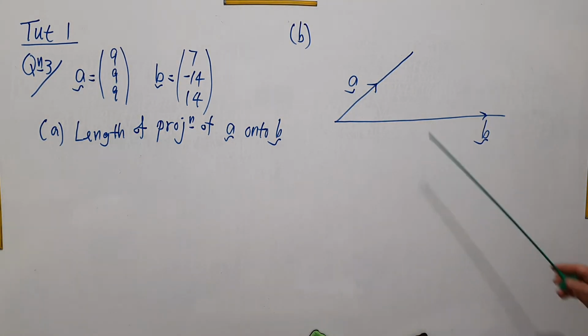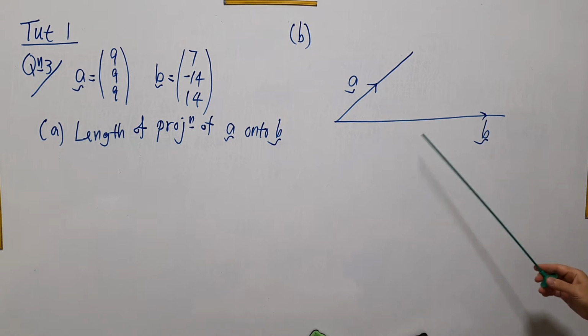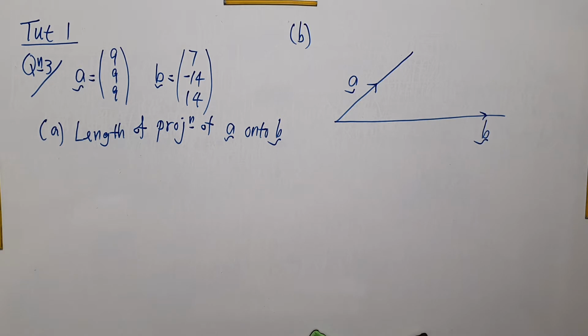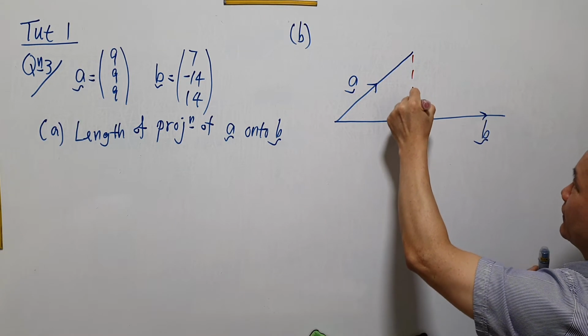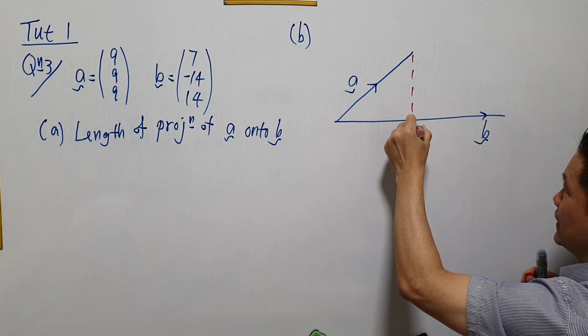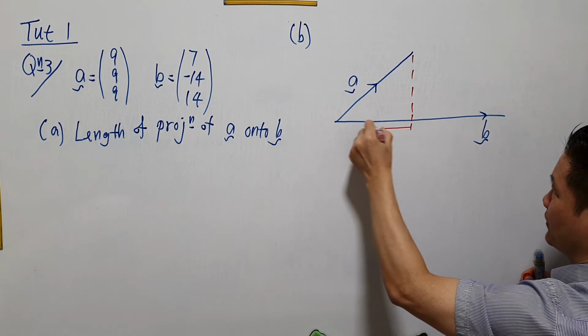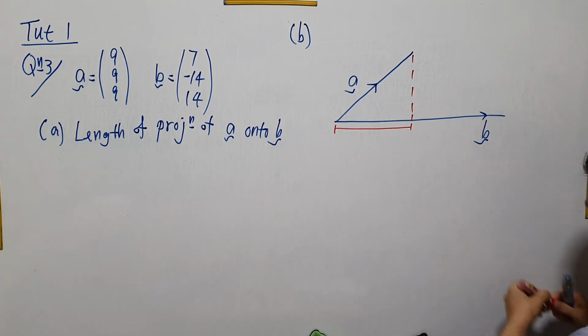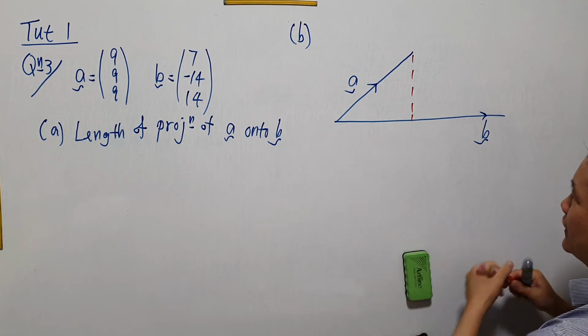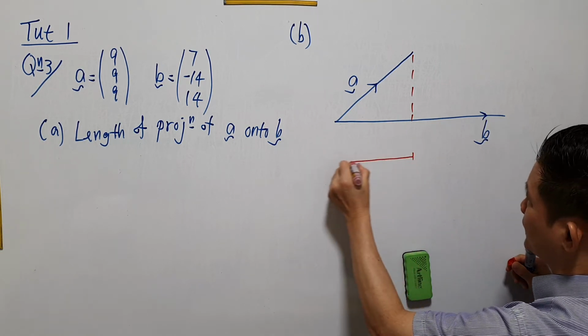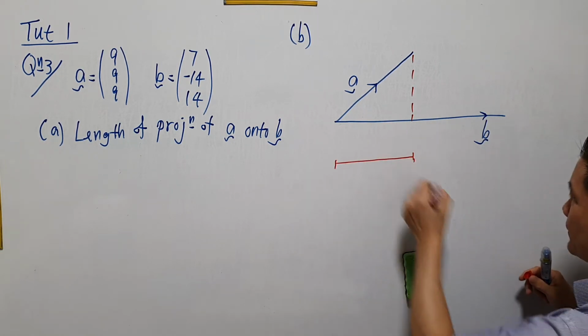If this is a vector A and this is a vector B, where is that length of projection of A onto B? Remember in the earlier video, I showed you something like this? So this is the so-called length of projection of A onto B. Let me draw that. This is actually the length of projection of A onto B.